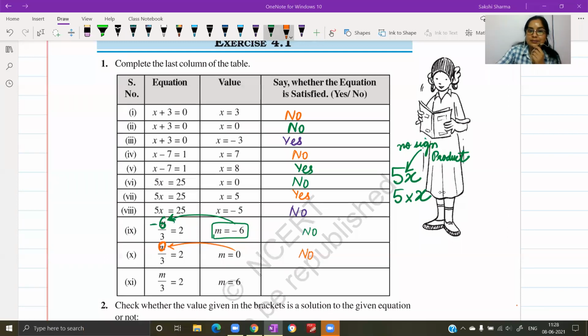Sia. Last part. Yes, ma'am. It is a yes. Ashit, is it clear?